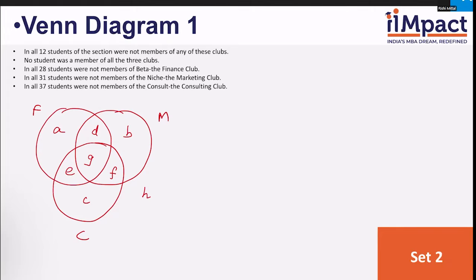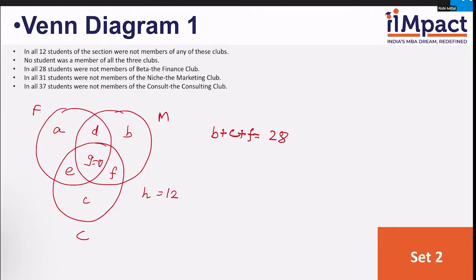Clue number 2 tells me no student was a member of all three clubs. That means G is equal to 0 very clearly. Okay. And 12 students were of the section but not members of any club. So H becomes 12. Okay, very straightforward. Clue number 3 tells me in all 28 students were not members of the Finance Club. So I get B plus C plus F is equal to 28.